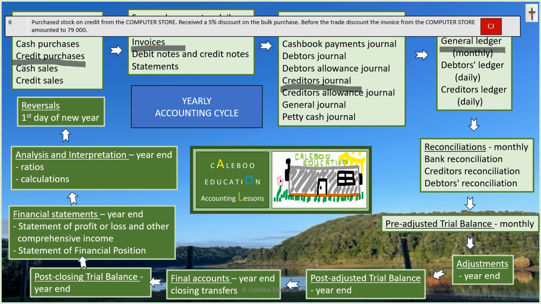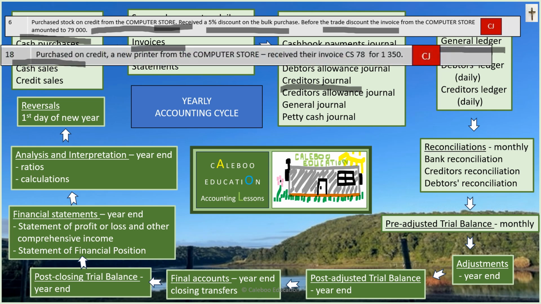So typical transactions: purchase stock on credit. Our supplier with whom we have an account is the computer store. We received a discount, and before the trade discount the amount of the purchase was 79,000. So that's a typical credit purchase. What credit means is we're going to receive the stock now and pay later. So we've bought the stock on credit.